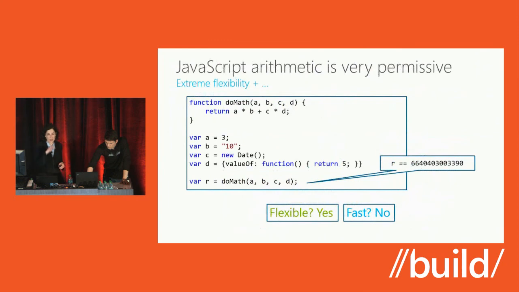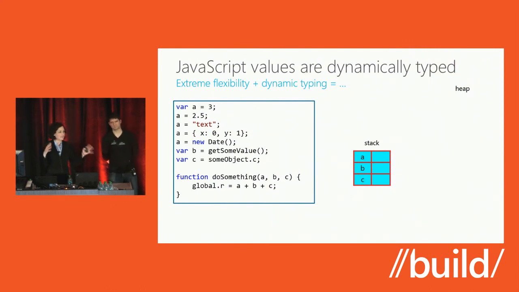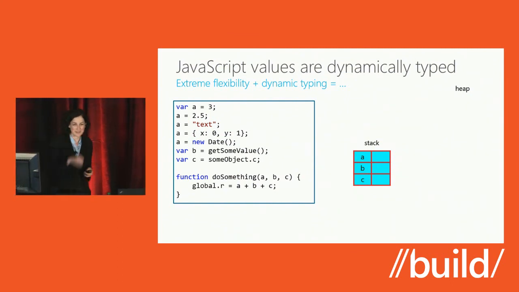So let's explain why. JavaScript arithmetic is super permissive. In this case, we can create all these non-numeric types and perform arithmetic on them, right? And JavaScript values are dynamically typed. So what that means is that all of the objects end up pointing from the stack onto the heap. How many of you are familiar with the terms stack and heap? Most everybody. Okay, so I don't need to explain that. Great.